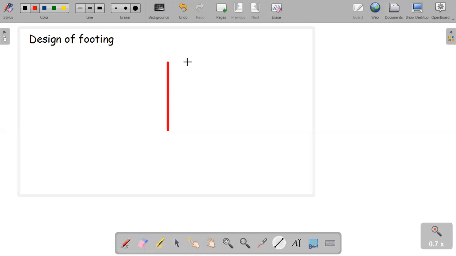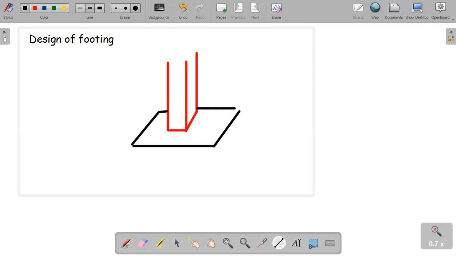This is the column. In every column, we should provide the footing. And this is the footing. This video will help civil engineering students and those who are working in the civil field. This is a 3D view.